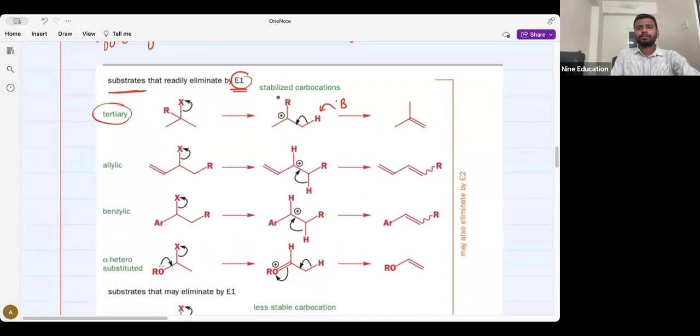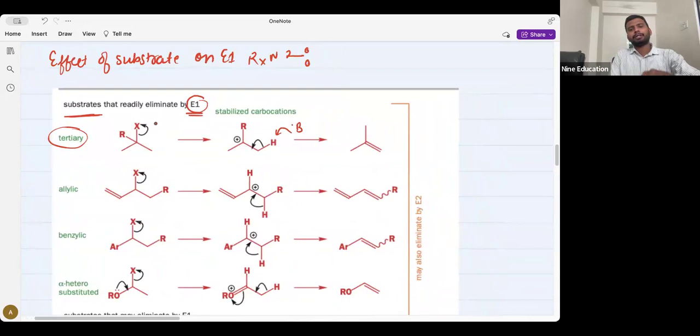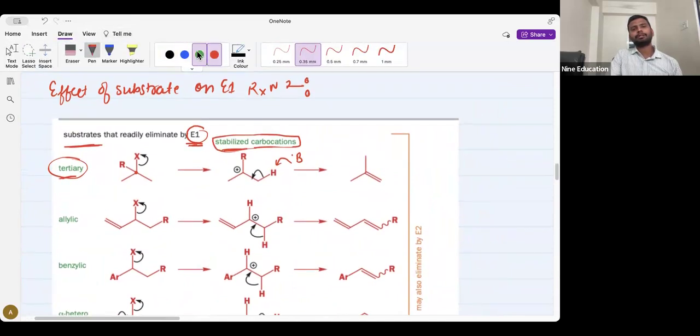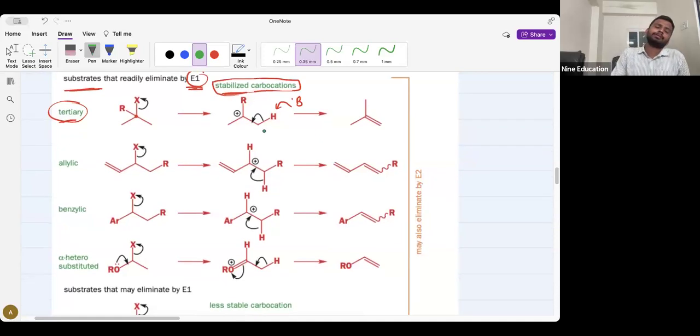So what is the effect of substrate on E1 reaction? Let's say I have a 3 degree carbon. This is a 3 degree carbon, 1, 2, 3, three carbons attached. So in a 3 degree alkyl halide, you will get E1 elimination, because you are getting stabilized carbocations. Carbocations are stable with 3 degree.